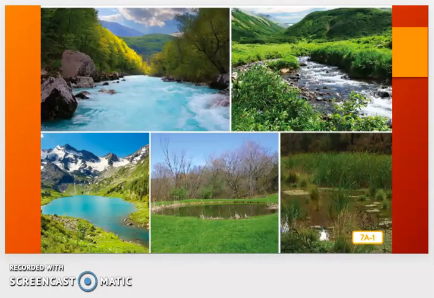Now, there are many different types of freshwater habitats, as we can see by this picture here. They can be rivers, streams, lakes, and ponds, and these are found all over the world. And for a freshwater habitat, the only thing they need to be considered a freshwater habitat is that the water can't be salty at all. So these are going to be freshwater habitats.